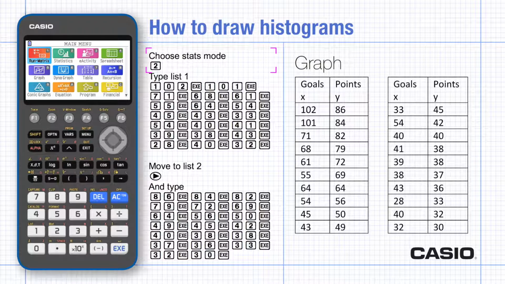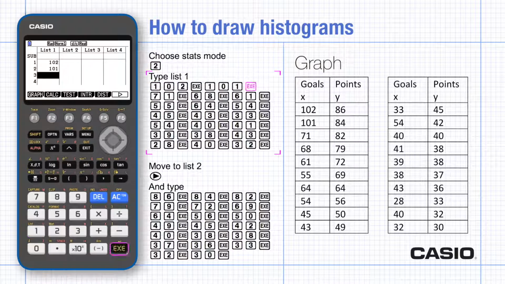To type the data into lists 1 and 2, choose Stats mode and type the X values first, using the execute key after each number to move the cursor down. When you've typed all the X values, move the cursor to the right and then type the list of Y numbers in list 2.